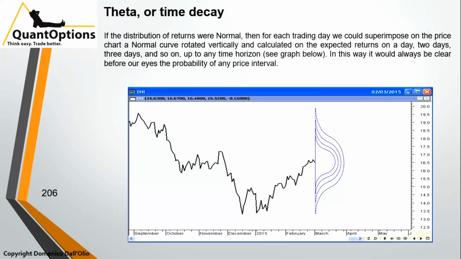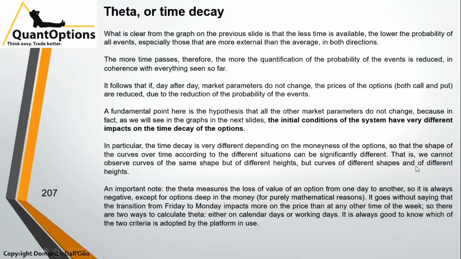If the distribution of returns were normal, then for each trading day we could superimpose on the price chart a normal curve rotated vertically and calculated on the expected returns on 1 day, 2 days, 3 days, and so on, up to any time horizon. In this way, the probability of any price interval would always be clear before our eyes. What is clear from the graph on the previous slide is that the less time available, the lower the probability of all events, especially those that are more external than the average, in both directions.